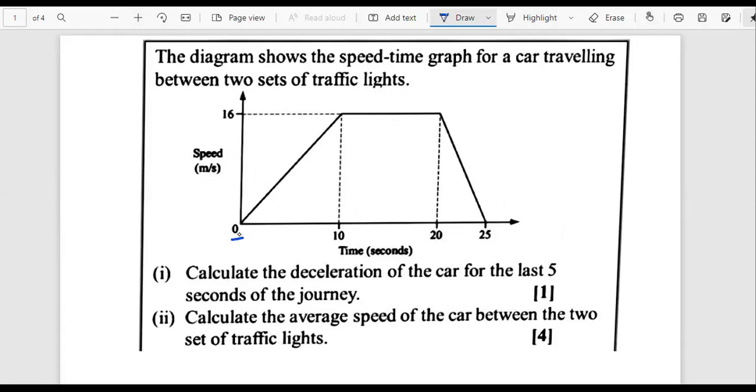Then the speed increased gradually to 16 meters per second at 10 seconds, and then the speed was constant. The speed was 16 meters per second for another 10 seconds. That is, from 10 to 20, the speed was constant. And then the rider must have seen the traffic lights, so he or she started decelerating. So the speed decreased to 0 again after 5 seconds, right? So did you understand the idea about it?